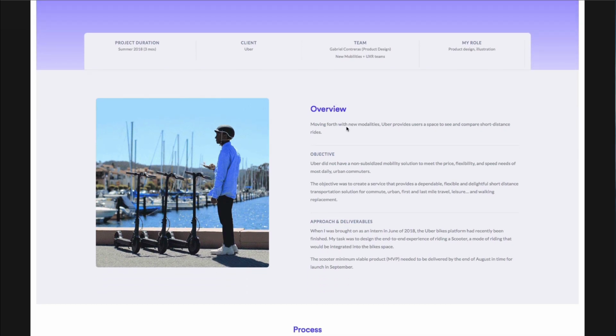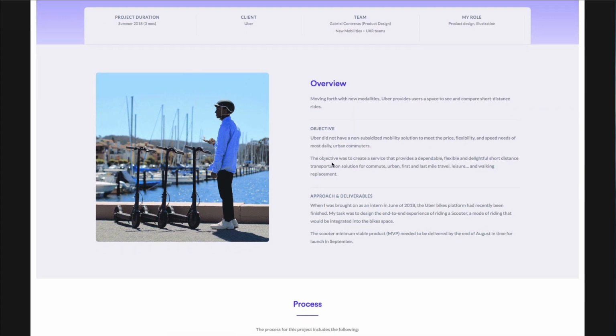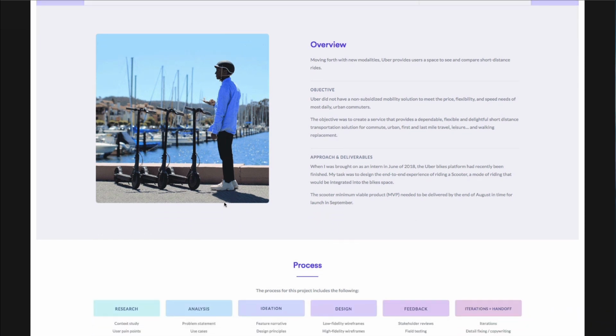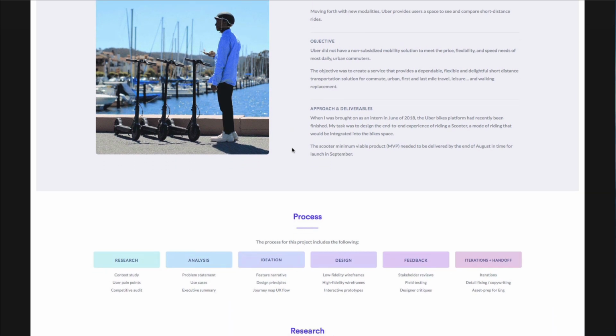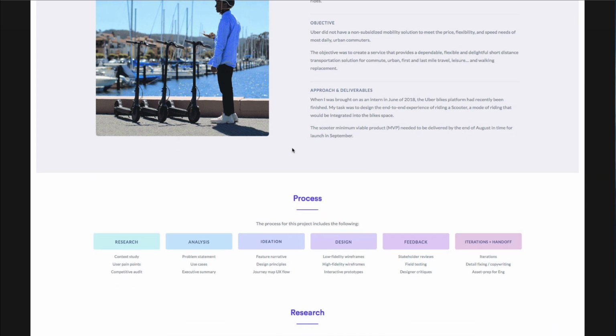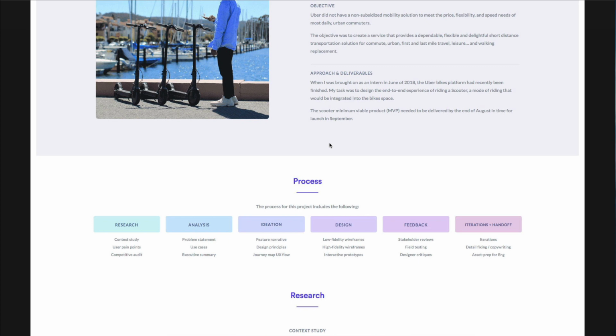So I like the fact that he added a single sentence right away, and also went more in depth with the objective of the project and also the approach and the deliverables. Now, all of these sections, as we're going to see in other case studies, they're going to change based on the type of project and the way you want to structure the case study. So there isn't really a right or wrong way for each and every case study to follow, but you kind of want to think about what is it that the potential employer is going to look at and be useful for them to evaluate your process and your work.